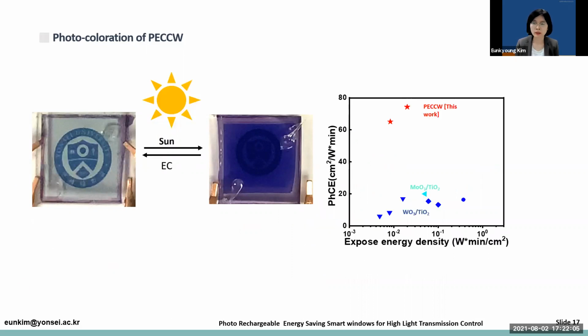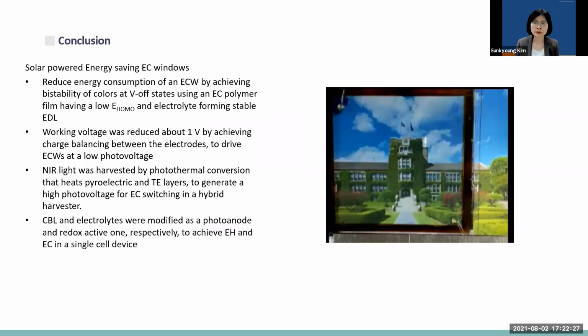And we can compare with the conventional one made of tungsten trioxide and titanium dioxide, or molybdenum oxide and titanium dioxide system. This photo coloration efficiency is very high in our system, proving that this could be utilized for this photo coloration system. So in summary, we demonstrate the solar or photo-powered energy harvesting electrochromic window.